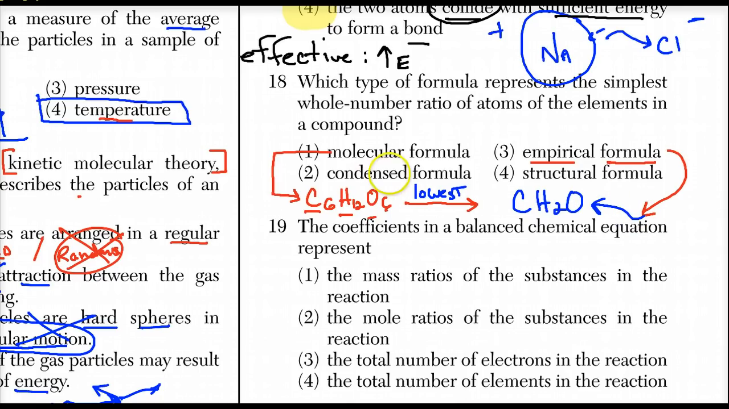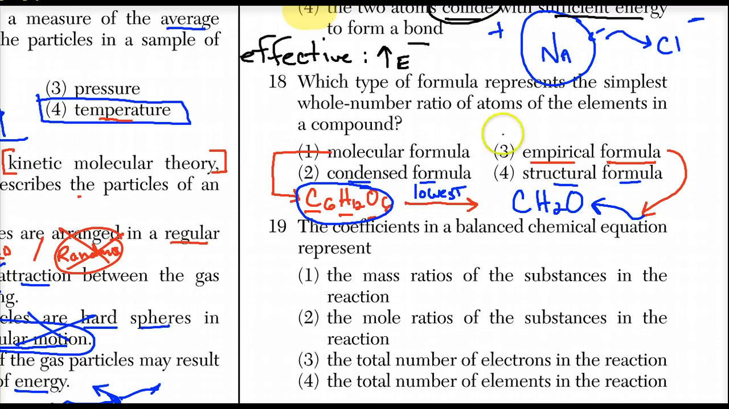A condensed formula is a formula that just kind of condenses the structure. I'm not sure exactly how they're getting to that. A structural formula shows the structure of how these are bonded. This is not a structural formula. It's a molecular formula.